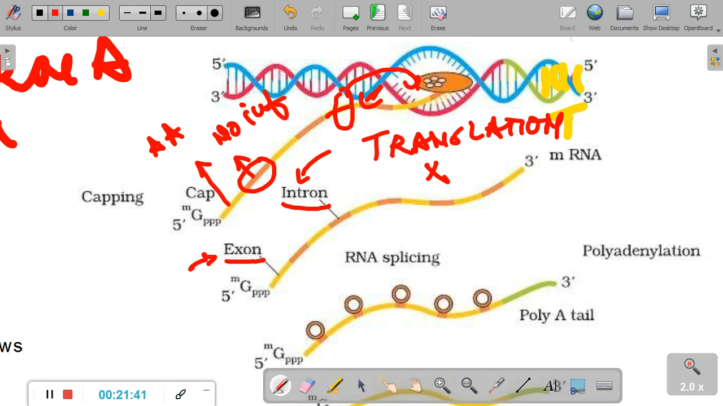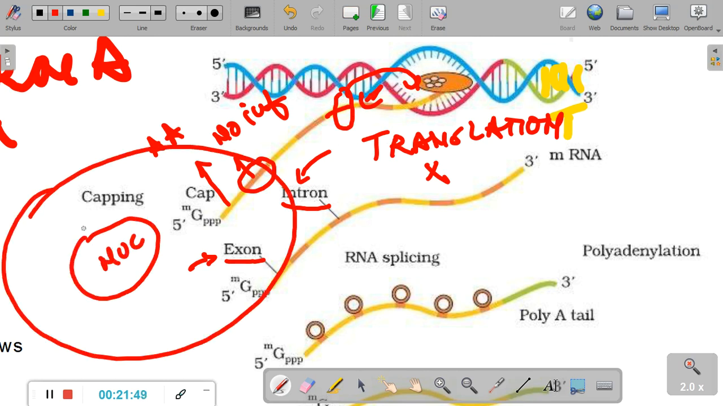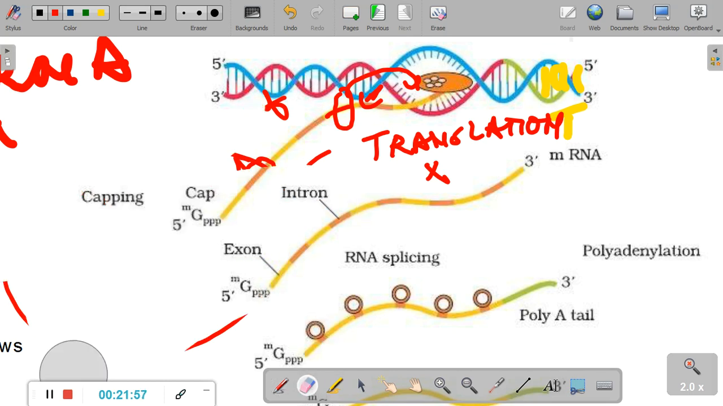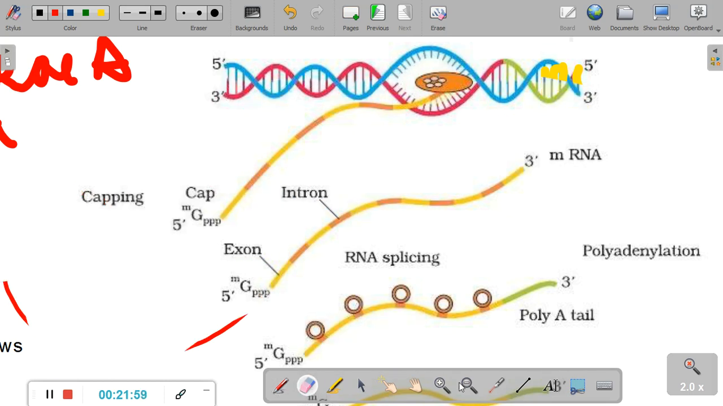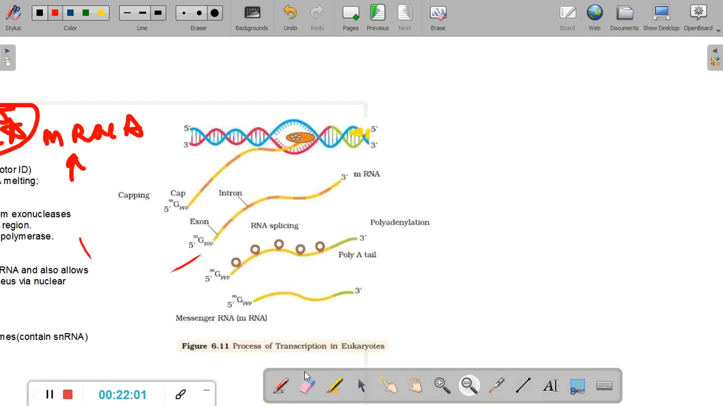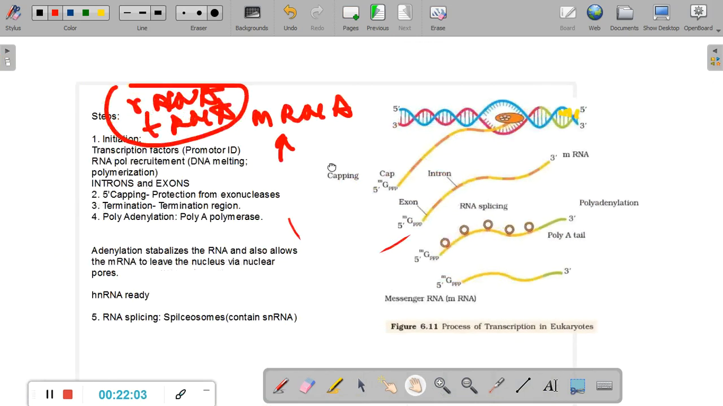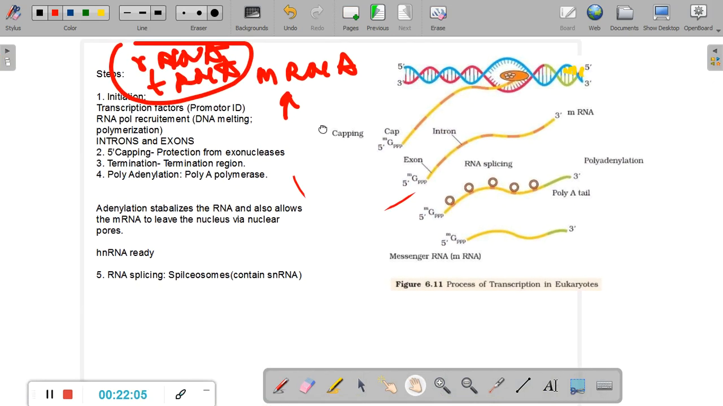The second reason why translation cannot happen right away is that the mRNA is synthesized inside the nucleus, whereas the components required for the synthesis of proteins are present in the cytoplasm. I hope you get this idea. Anyways, now we're going to move slightly further and we'll try to understand the remaining bit.